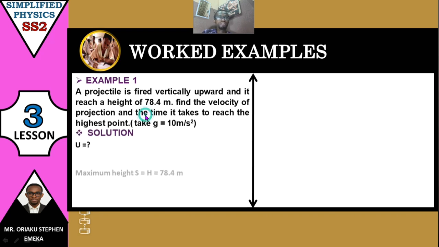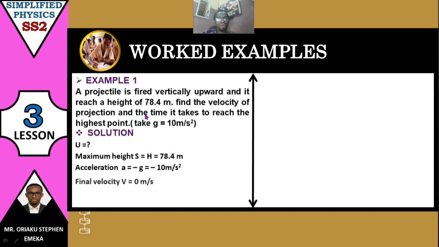We are asked to find the initial velocity, and they give us that the maximum height is 78.4. The acceleration, since the body is going up, is going to be minus 10 meters per second squared, and we know that at the maximum height the velocity is 0. So this is the formula again, and we input our values.